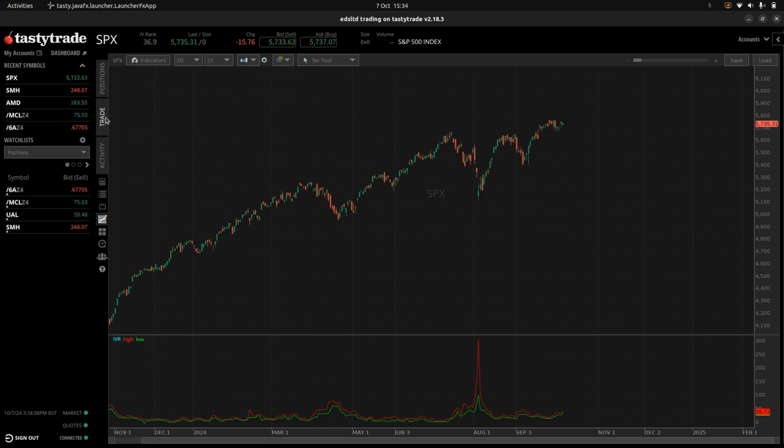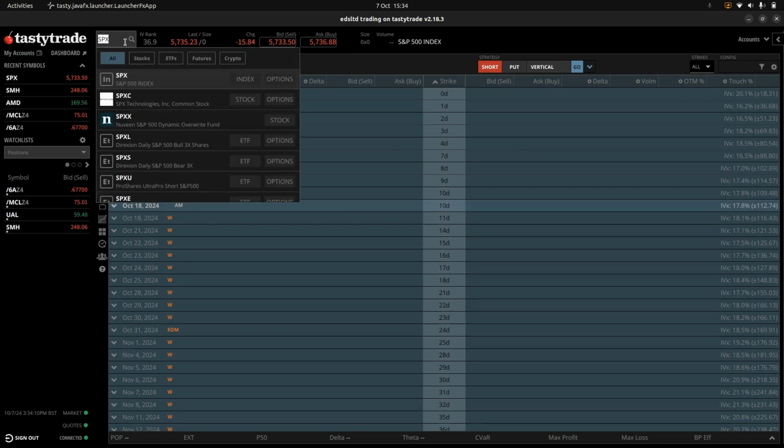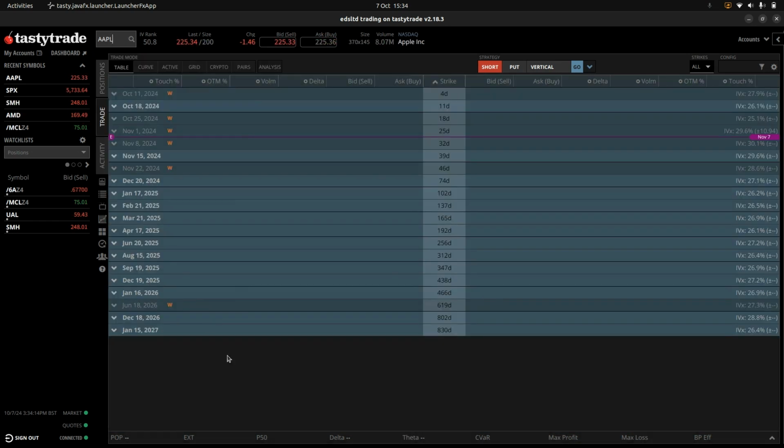So we want to come over to the trade tab and just pull up something like, say, Apple, just to get a list of expirations. And now we can see a full list of expirations for equities. Everything with an orange W is a weekly expiration, and everything else is a monthly expiration. We want to be between 30 and 60 days out in time. 45 days is perfect, but we also want to avoid the weeklies. We just want to stick with the monthlies.